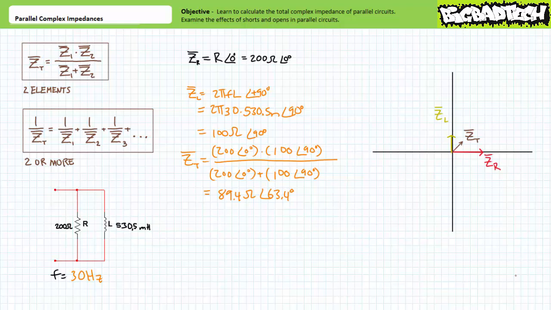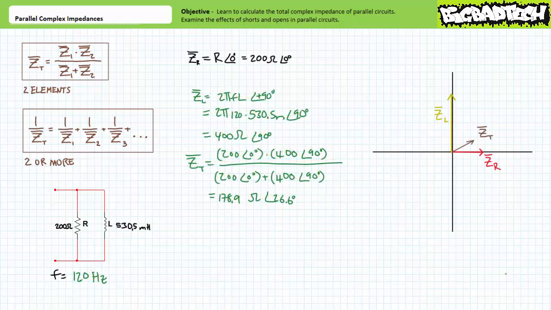Additionally, note the positive 63.4 degree angle indicates ZT, the total impedance of this parallel relationship, appears to be favoring the inductive end of the spectrum. This is to be expected given the inductor's magnitude is half that of the resistor and more current would be expected to flow through it. The element in the parallel relationship with the lowest magnitude seems to be determining the nature of the total impedance. This condition, however, is only true at 30 Hz.